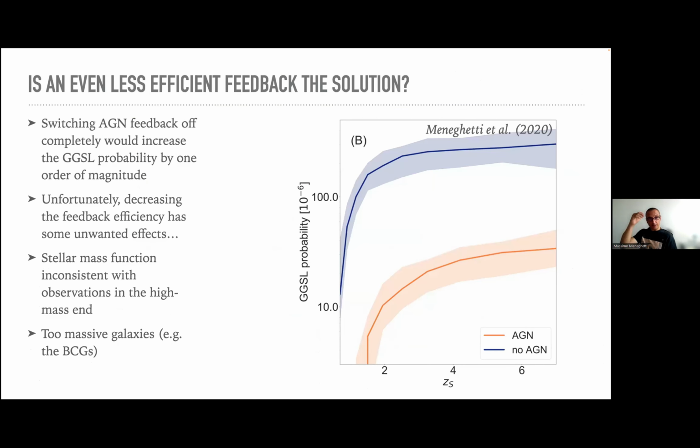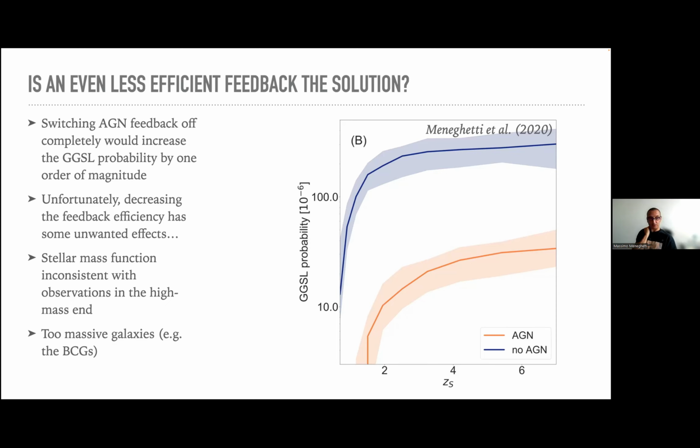So one could think that if we reduce the feedback in the simulation, then we solve the problem completely. This is not true. Already in our paper in 2020, we had considered this possibility of switching off the AGN feedback in the simulation to see what happens. And essentially what we noticed was an increment of a factor of 10 in the galaxy-galaxy strong lensing probability.